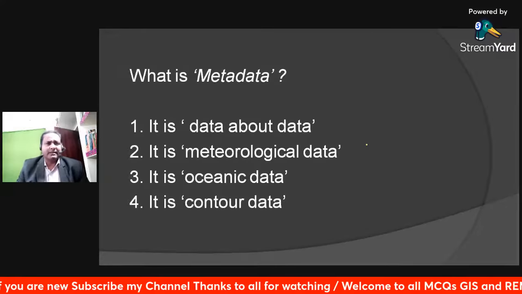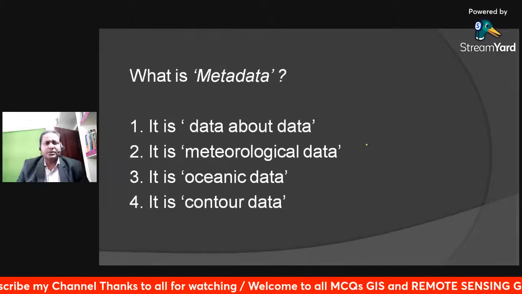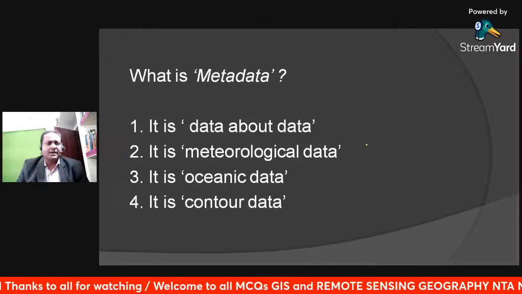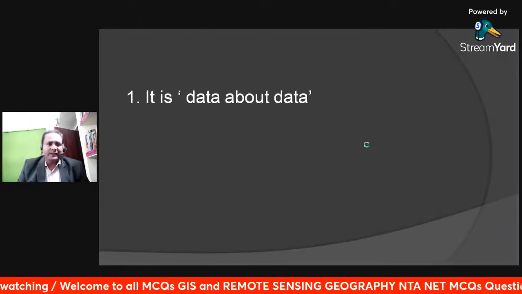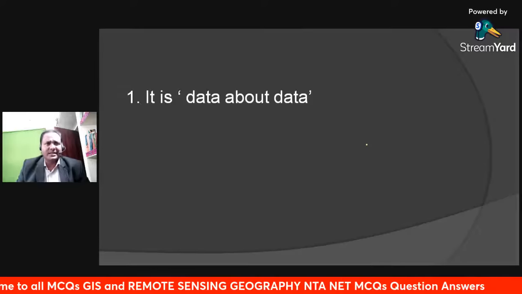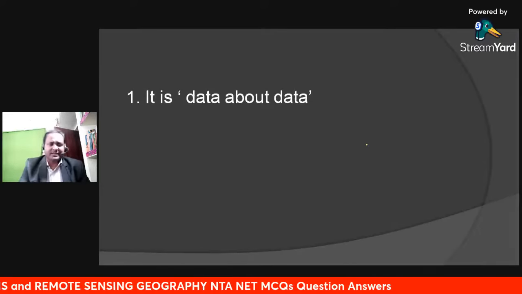And what is the metadata basically? Option 1, 2, 3, and 4. So students will write their number for answering. Definitely, this is the data about the data. Option 1 is the correct answer.